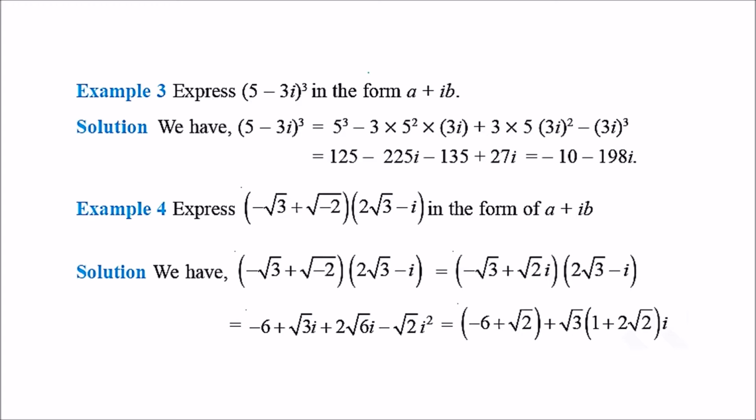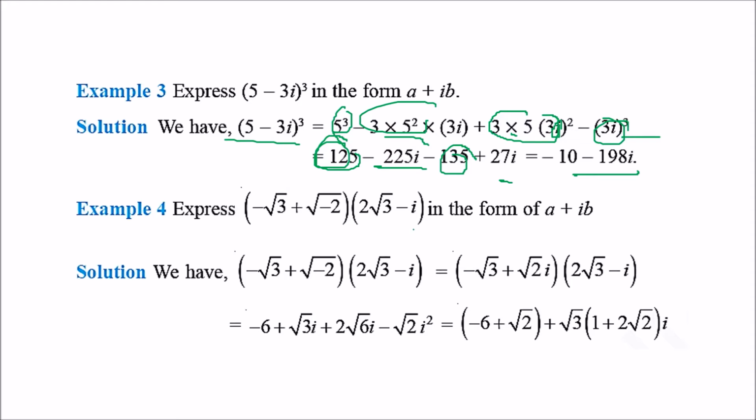How about this? Let us use the expression we have just learned and combine these two terms, 5 cube and this. These two will come together, this and this. What about this? I square is minus 1. And what about this? 125, 135 will come together, and these two will come together. How about this? Example 4.